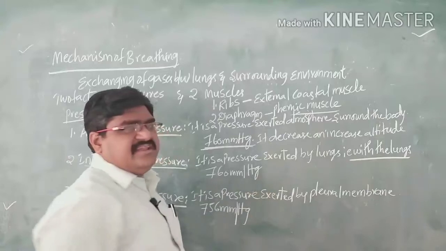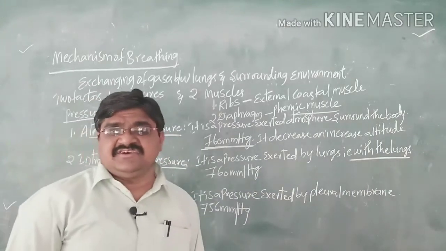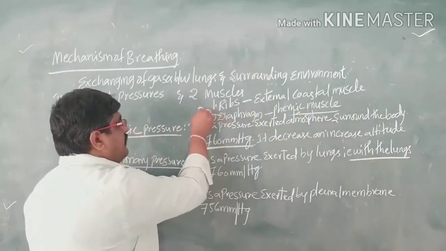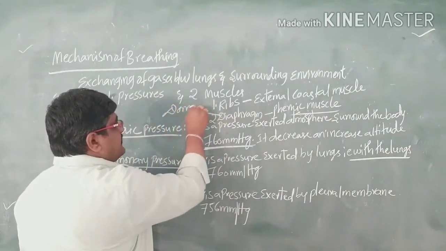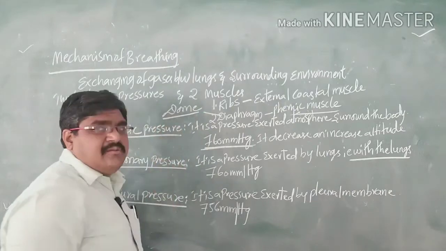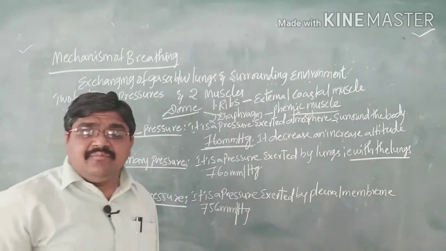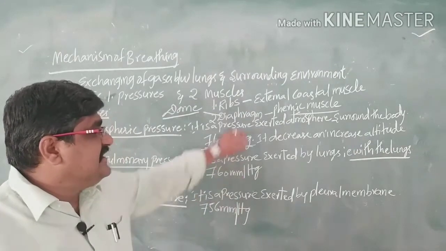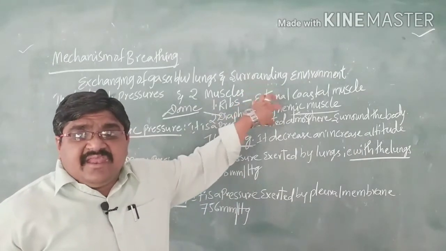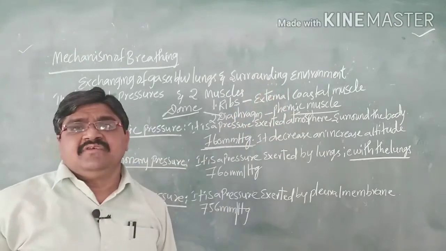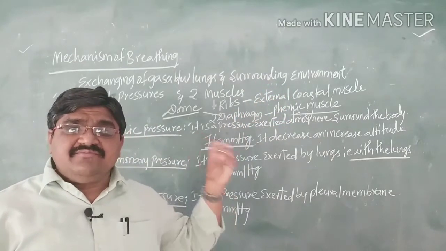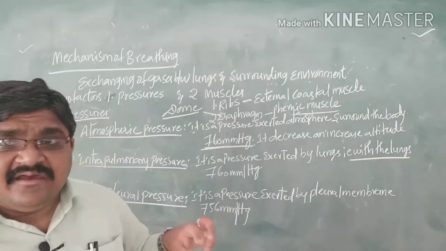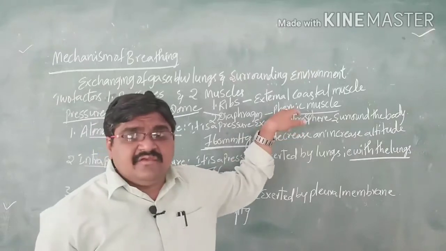What is the diaphragm? It is a dome shaped structure which separates the upper thoracic and lower abdominal regions. The diaphragm consists of muscles called the phrenic muscles. So these are the two muscles: in the ribs, the external and internal costal muscles, and in the diaphragm, the phrenic muscles.